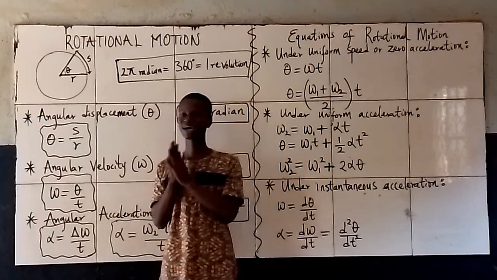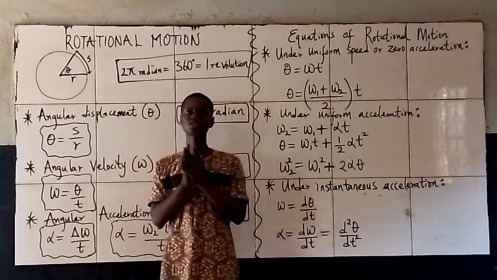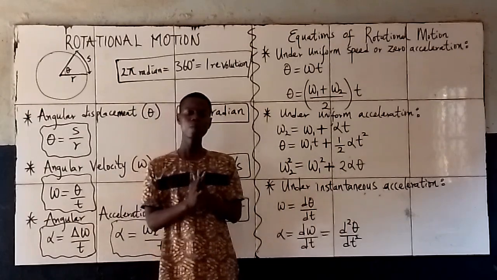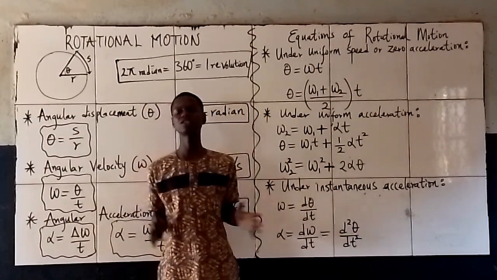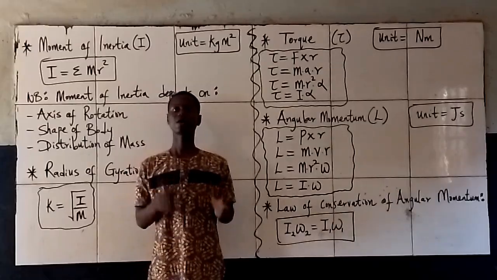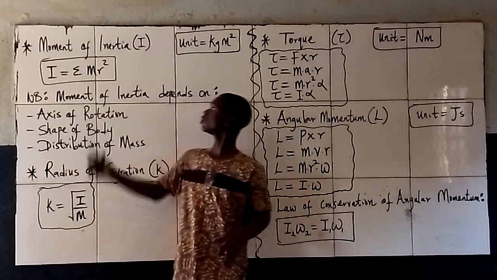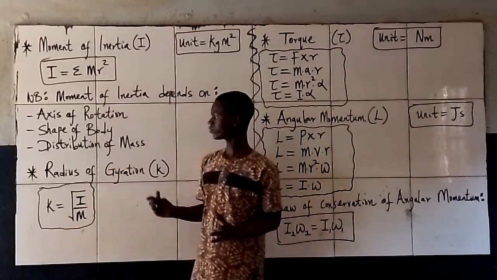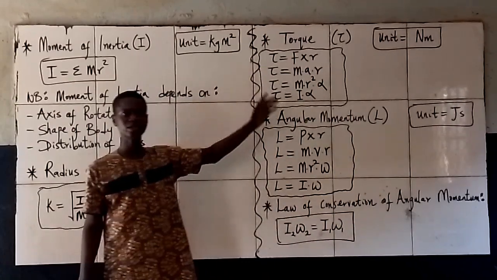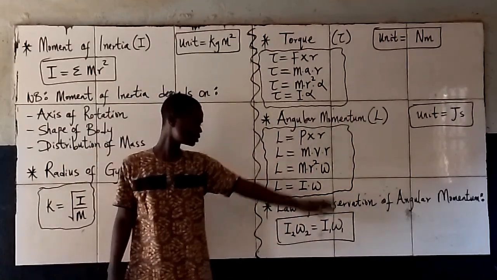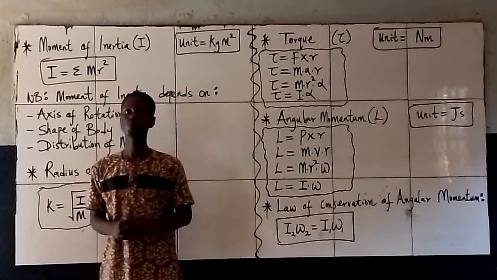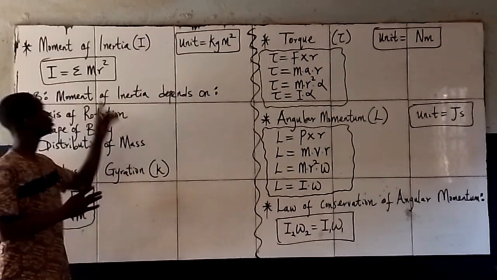Now, we are not yet done. We'll be moving on to another aspect of rotational motion that has to do with what is called the moment of inertia. So without wasting your time, let's look at moment of inertia. Alright guys, about now we shall be learning about moment of inertia. Thereafter we shall be looking at radius of gyration, and then torque, and then angular momentum. And lastly, laws of conservation of angular momentum. So let's quickly get started with moment of inertia.